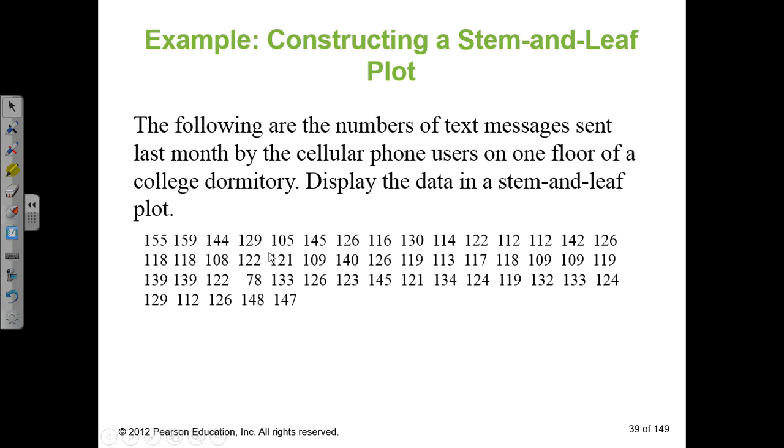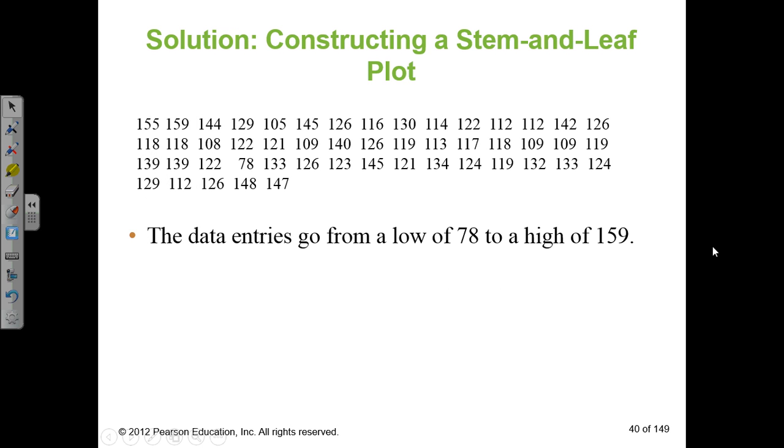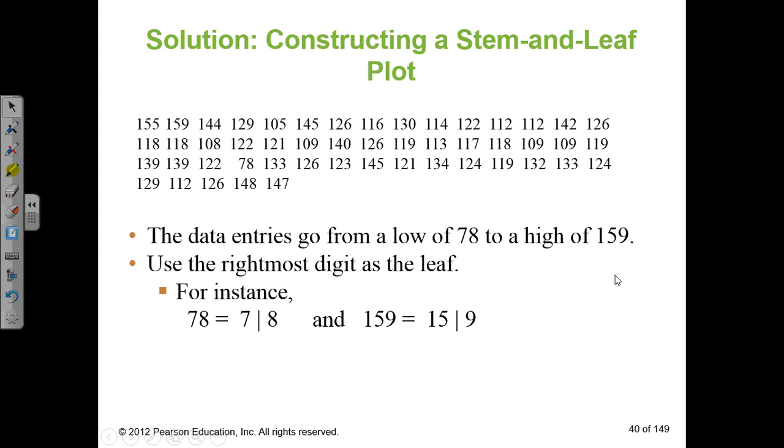So suppose we have this set of data. We want to display the data in a stem and leaf. This data is the number of text messages sent last month by these people. Now the entries start at 78 and go to 159. So the stem here would be the 7 and the leaf is the 8, whereas the stem here is 15 and the leaf is the 9. So we have a 78, and we would split the 159 into a 15 and a 9.